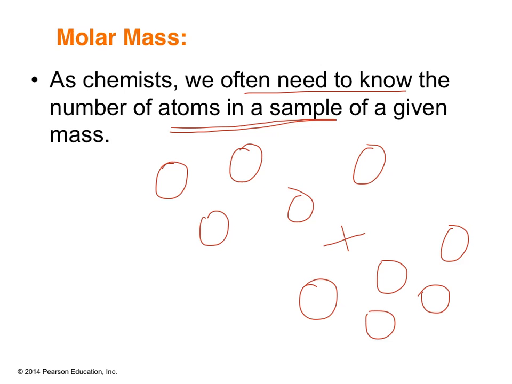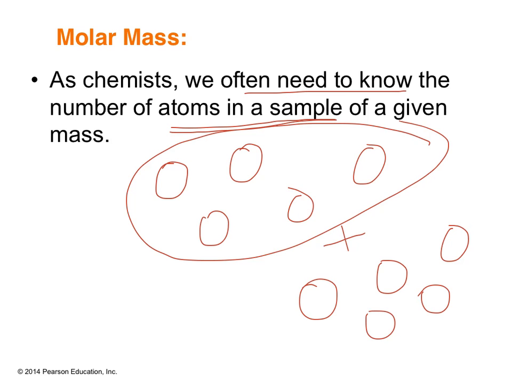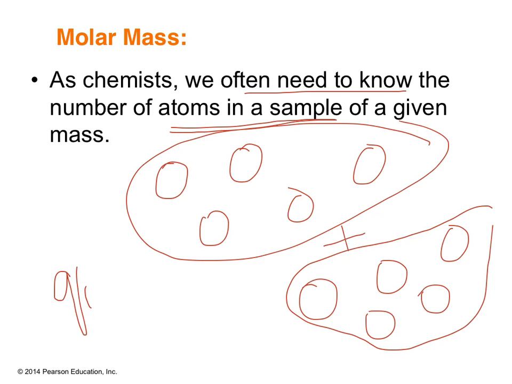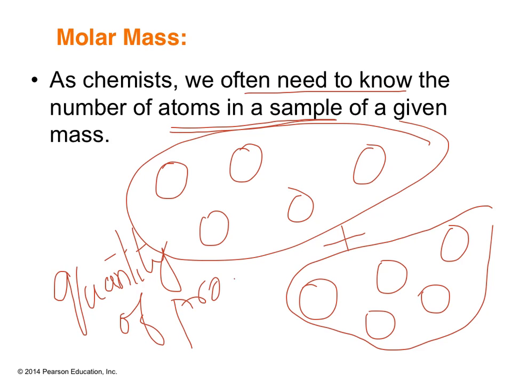So, if we know how many atoms of A are present and how many atoms of B are present, then we will have an idea about the quantity of product that we are getting, or the quantity of catalyst that you must use, or the kind of conditions that you must use. So it's very important, in a given sample, to know how many atoms are present.